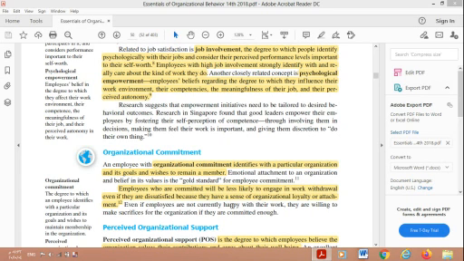And the last one is the normative commitment, which is related to ethical issues.